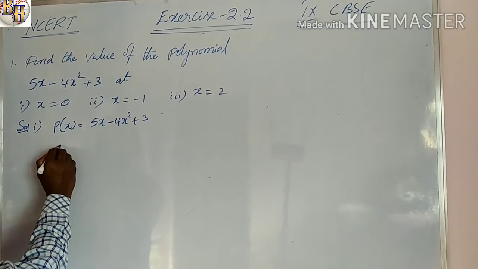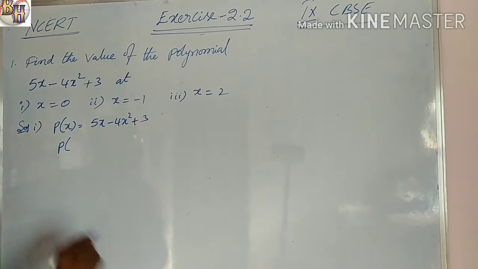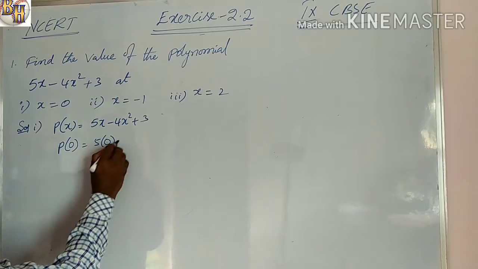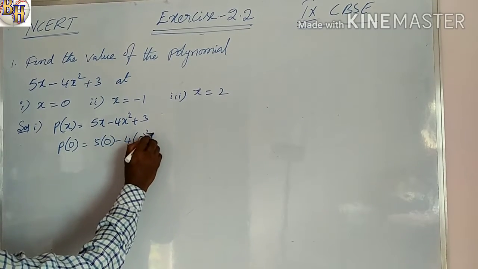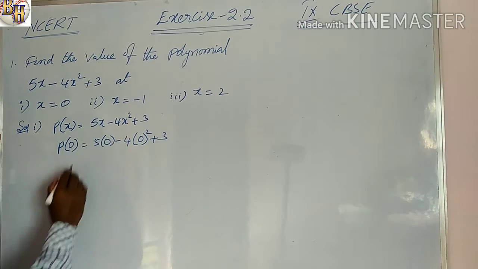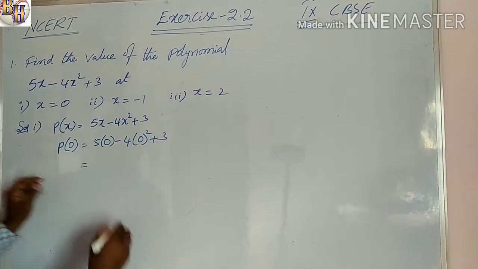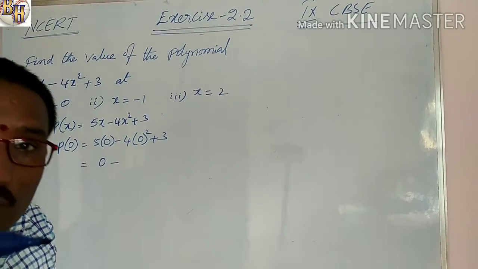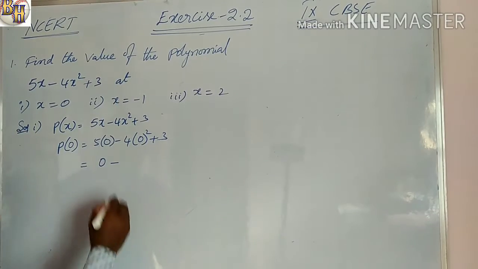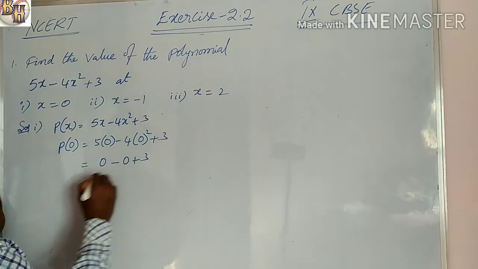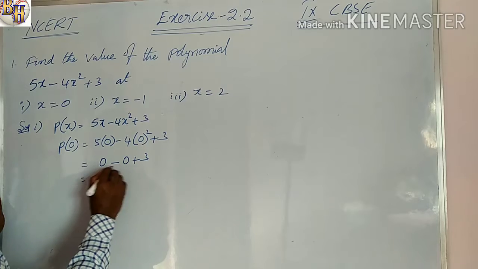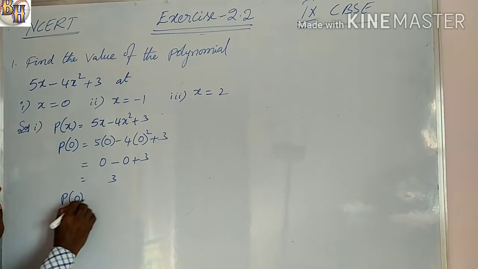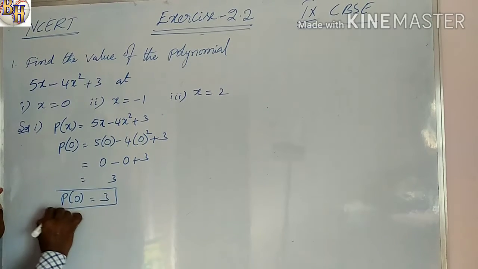Now here what is given? X is equal to 0 means just substitute 0 in the place of x. P of 0 is equal to 5 into 0 minus 4 into 0 whole square plus 3. 5 into 0 how much? 0. Minus 0 whole square, 0. 0 into minus 4, 0, plus 3 is equal to how much? 3 plus 0 minus 0, 3 only. So P of 0 is equal to 3. That's all.